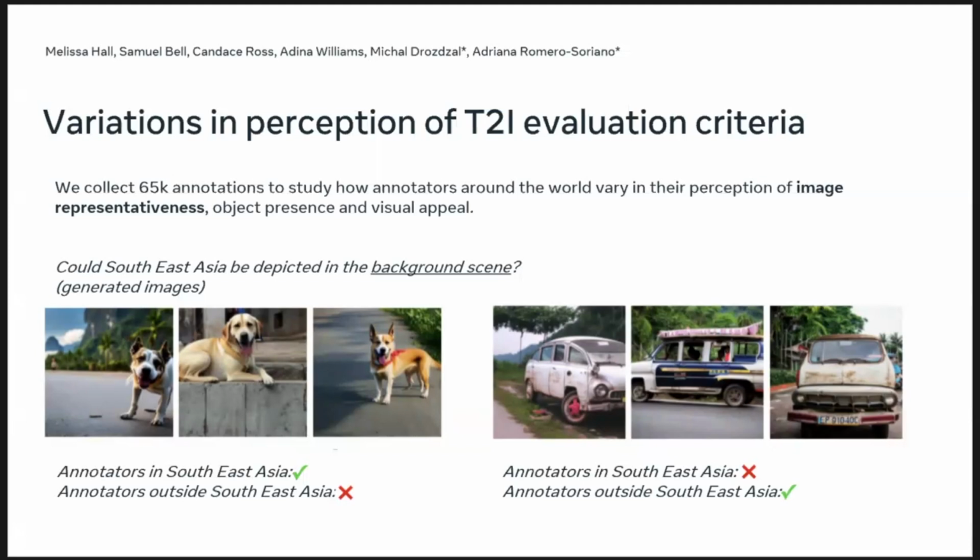Again, what we see is that when the background is not very informative and essentially could be anywhere in the world, then the annotators of the region tend to think that the background is representative of the region, whereas annotators outside of the region tend to think that this is not the case.